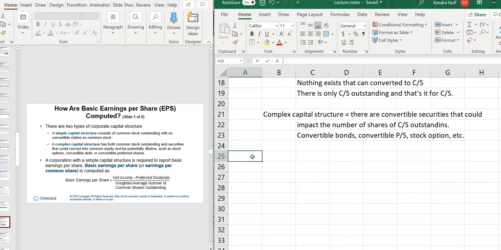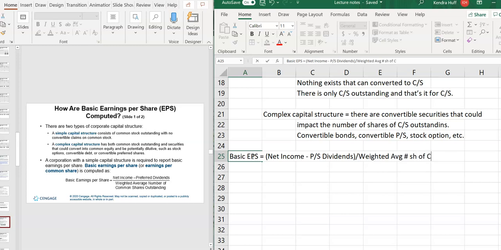All right, so basic earnings per share is net income minus any preferred stock dividends, if there is preferred stock. So if there's no preferred stock, then you don't have to worry about that. But if there is, then you have to subtract it out. And it's divided by the weighted average number of shares of common stock outstanding.